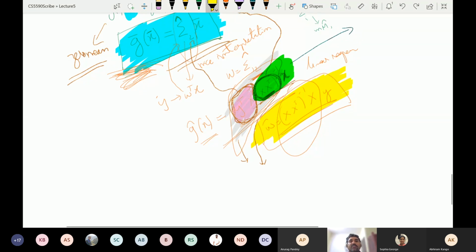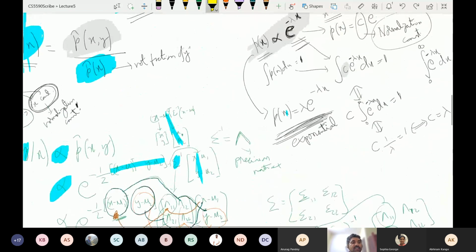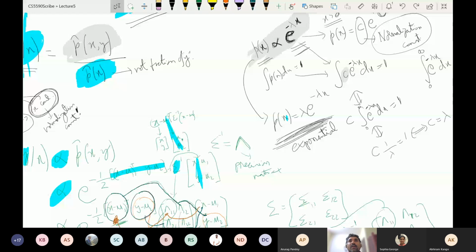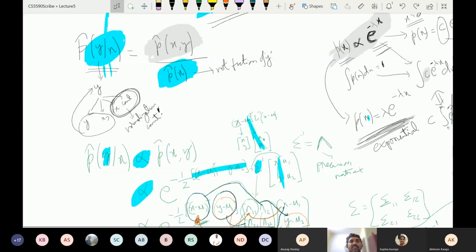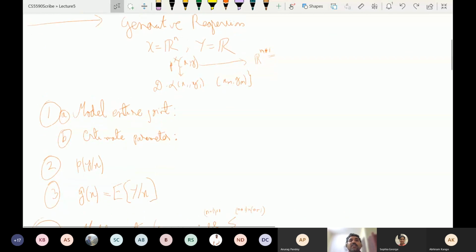Okay, so we'll do one thing. Instead of keeping on giving comments, I'll take a break. Let's meet at 4:20 exactly and resume the proceedings. Instead of giving more and more comments, I'll start with classification. So now we did generative modeling for regression. In the next part of the lecture, we'll do generative modeling for classification. We'll start with a very simple model and see how the corresponding classifiers look. So let's meet after the break.